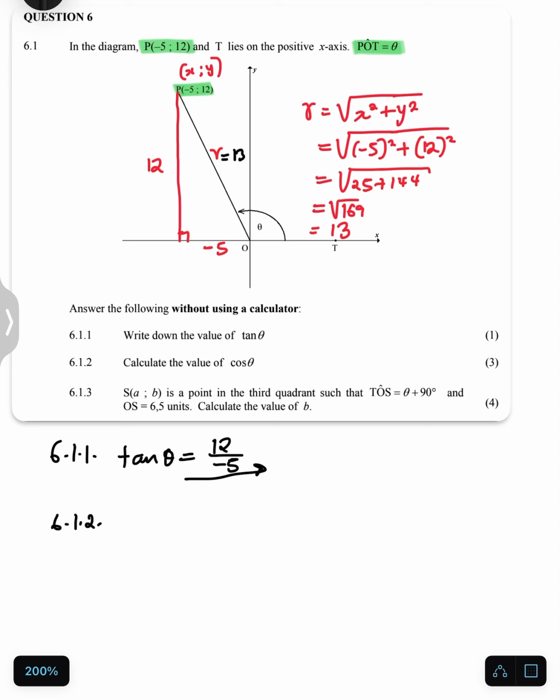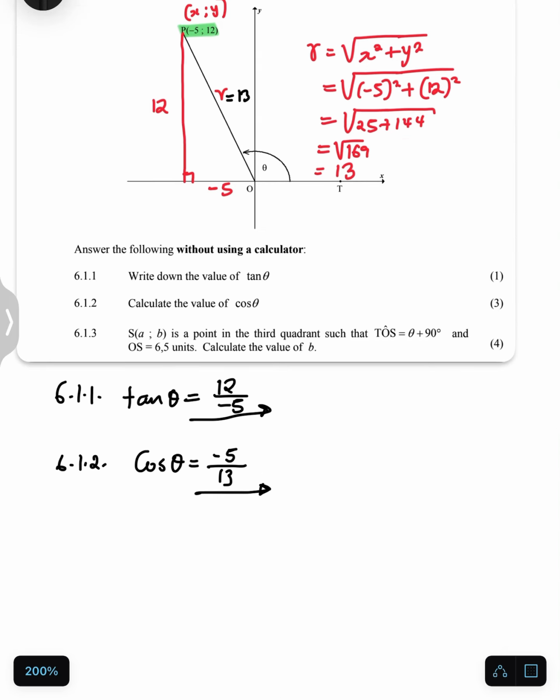calculate the value of cos theta. So cos theta, cos is adjacent over hypotenuse. So adjacent is -5, and then hypotenuse is 13. So that will be the answer, -5 over 13.